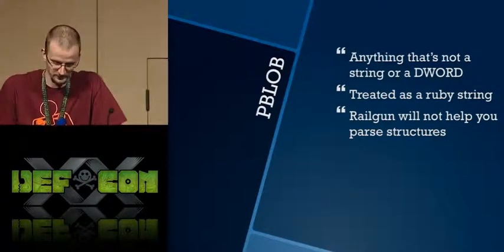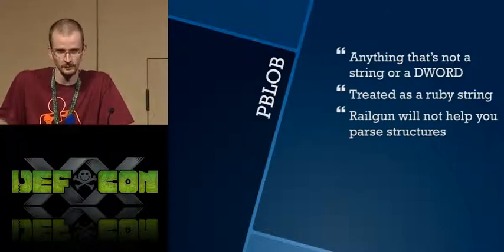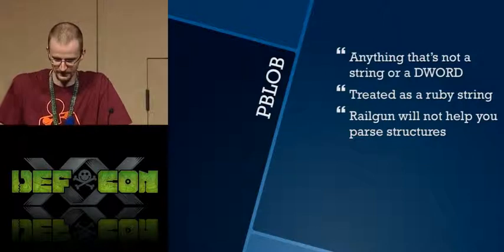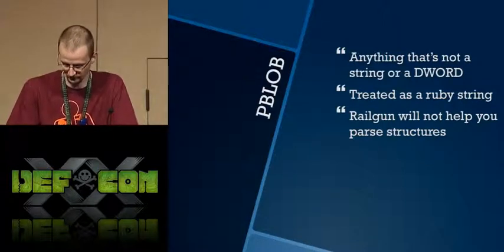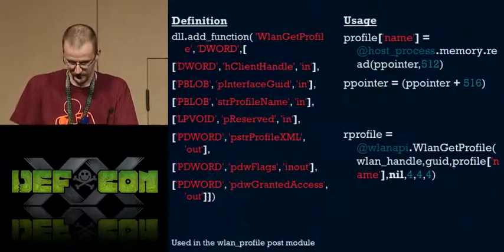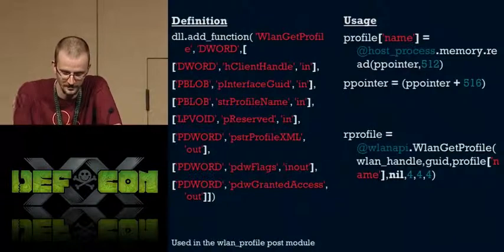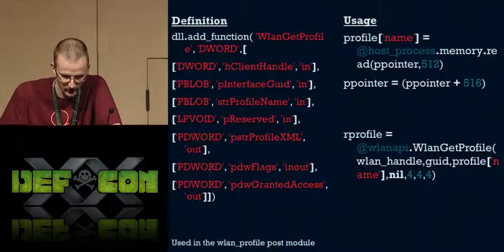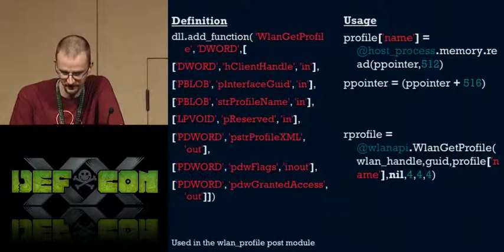This is important also because Railgun doesn't really help you parse structures, so sometimes you have to do some kind of rejiggering there to work with some of the more advanced Windows structure types. Here's another example of a definition and then seeing how it's actually used with those data types. We'll go over all of this with the demo. I just wanted to make sure it was on the slides for anyone who didn't get to see the presentation.